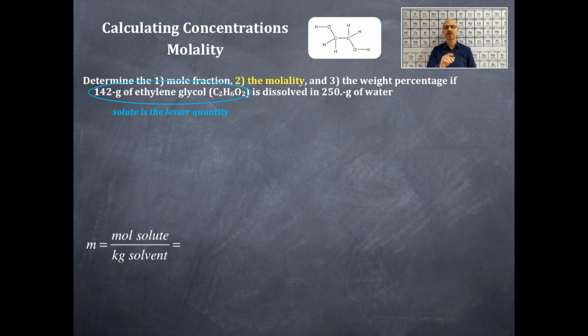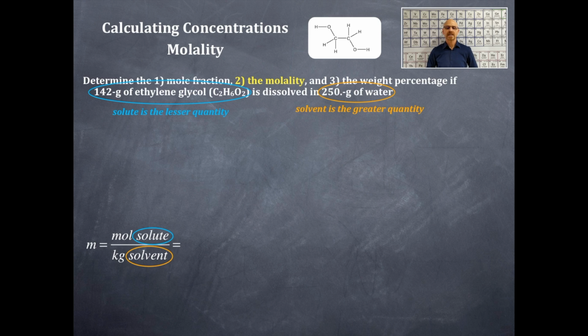So I'm comparing 142 grams to 250 grams. 142 is less than 250. So therefore, the 250, because it's in the greater amount, is the solvent, and the 142, in the lesser amount, is the solute. I'm going to convert the 142 grams of ethylene glycol into moles of solute, and I'm also going to convert the 250 grams of water, the solvent, into kilograms of water. Then I'm going to plug it into that equation, do a little division, get the quotient, and that answer is my molality.